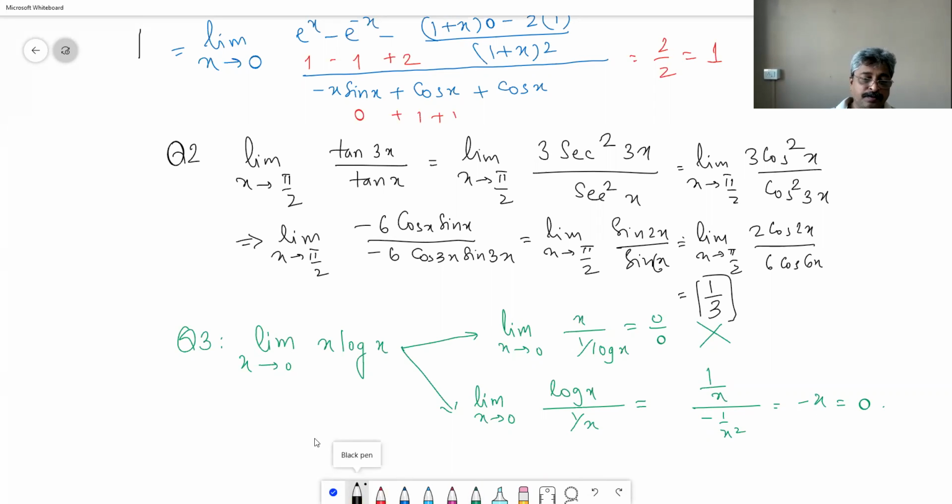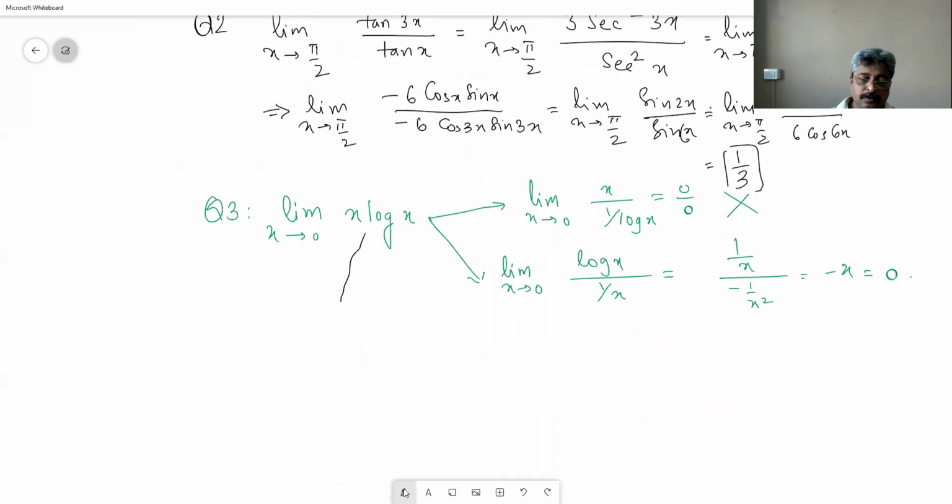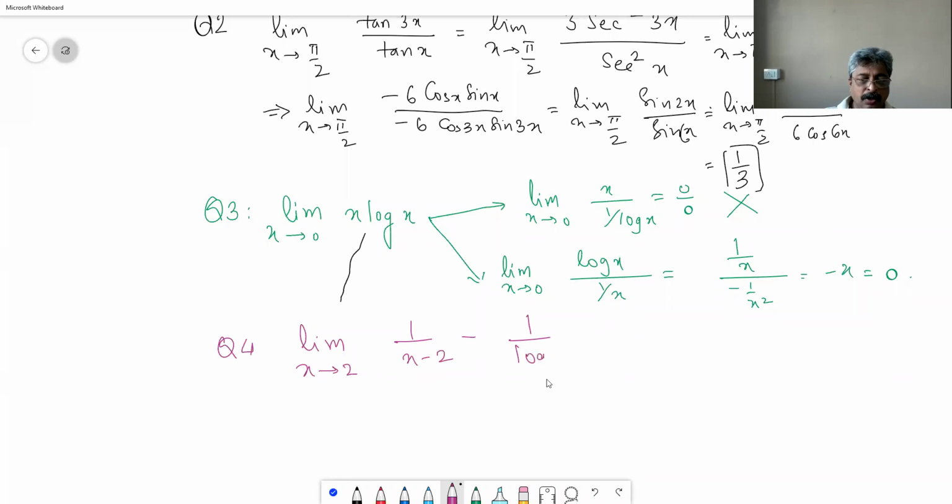Question 4. Any doubt? No. Good. Limit x tends to 2, 1 upon x minus 2 minus 1 upon log x minus 1.